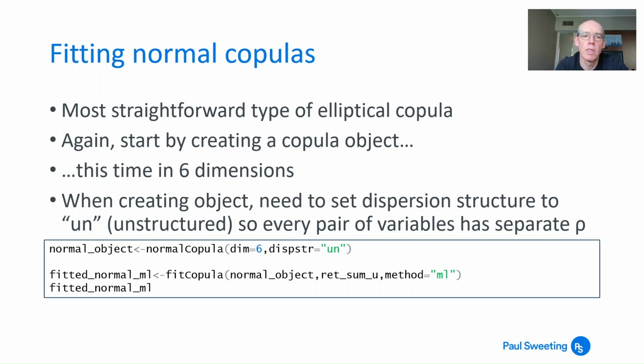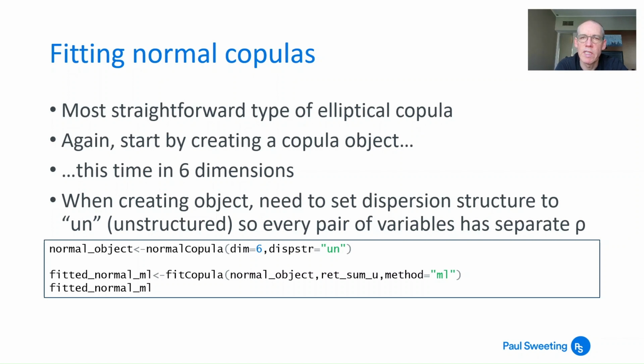So to do this, we create normal object. If you remember from last time, I told you that naming these things isn't my strong point, so normal object is your normal copula object. And this uses the function normal copula, dim equals 6, so 6 dimensions, and dispstr equals un for the unstructured dispersion structure.